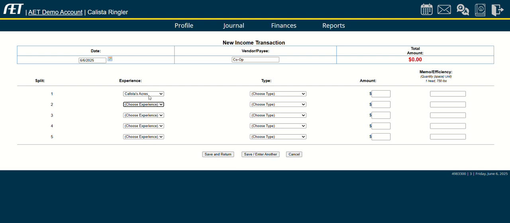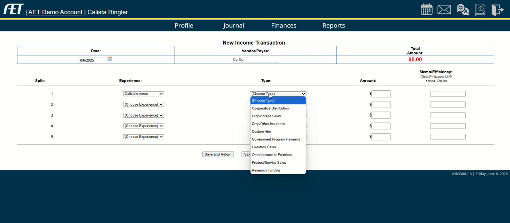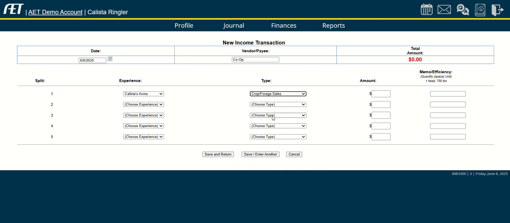So for my ownership example of Callista's Acres, I get to choose what type of income it was. So was it from research, products or services, premiums, livestock sales, a government program? Did I do some custom work for someone? Was it an insurance payout? Did I sell any crops or forages? Was it part of a co-op payment? How did I make this money? So let's say, for example, I sold some grain. This would be a crop and forage sale. I would say how much money I made in that sale.